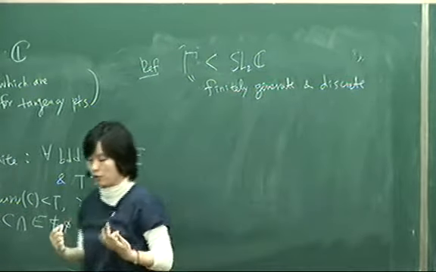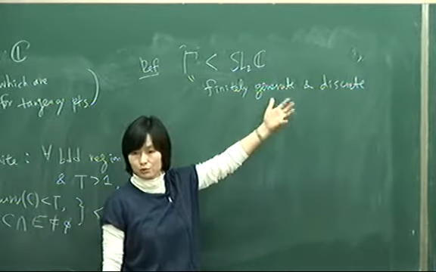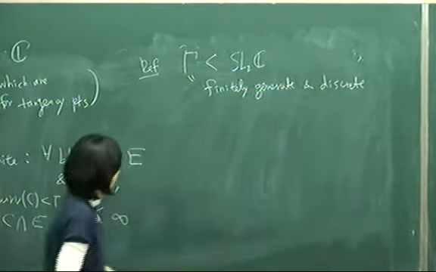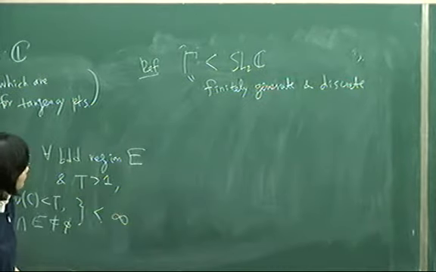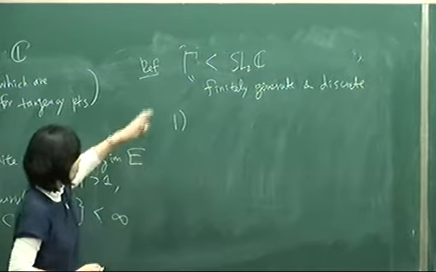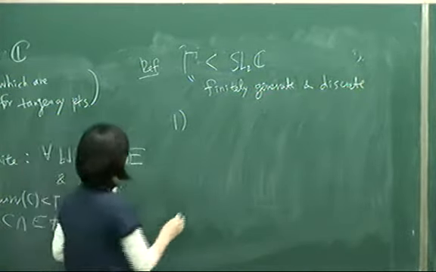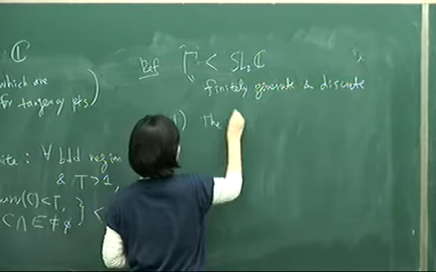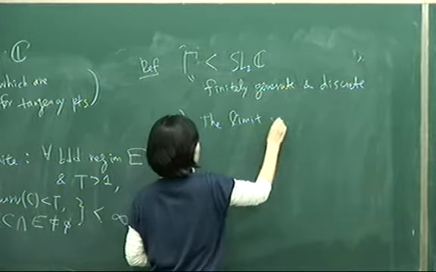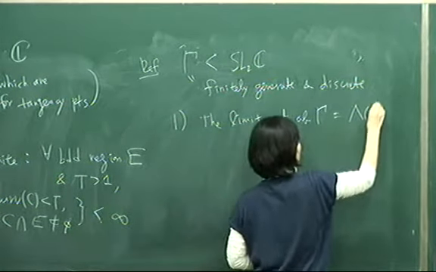Okay. So if you like a fancy word, then a discrete subgroup of SL2C is called a Kleinian group. Suppose gamma is a finitely generated discrete group, then a very important invariant of this gamma, which will appear in our theorem, is something called the limit set. The limit set of gamma is usually denoted by lambda of gamma.